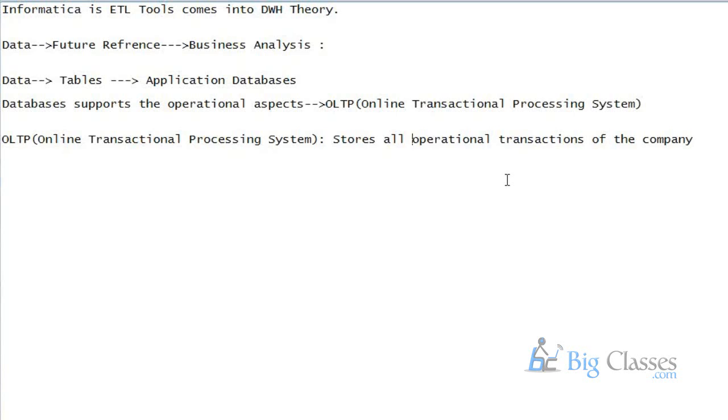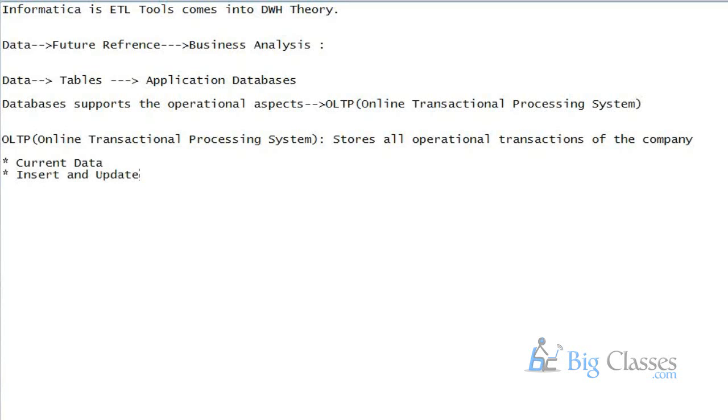The OLTPs are systems whose design is optimized in such a way that they can receive only a single record at a time. The OLTPs are designed in such a way that they contain only the current data, which means the kinds of operations performed on the OLTPs are either insert or update.